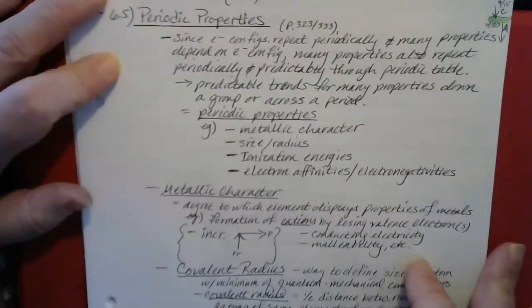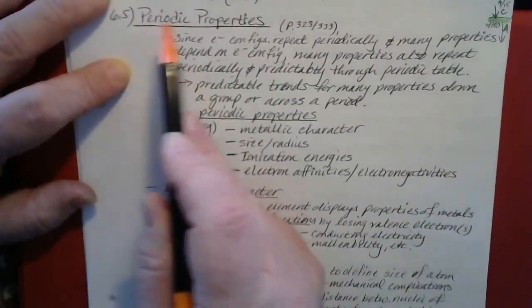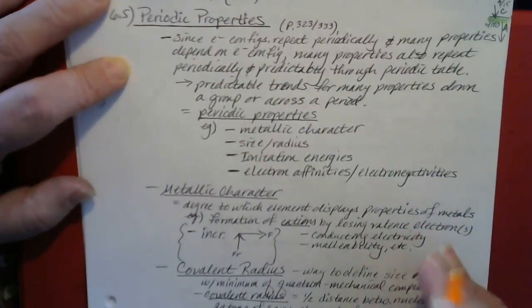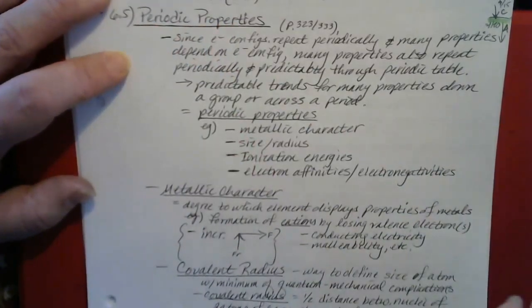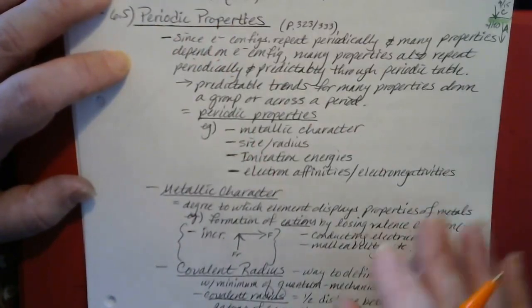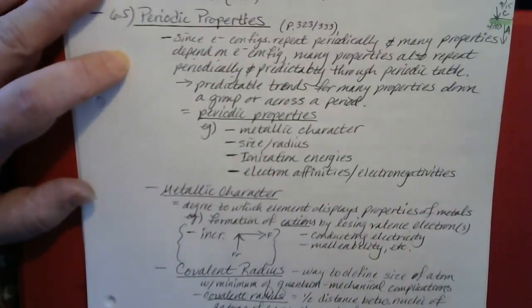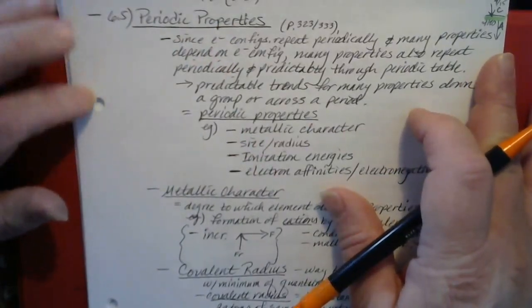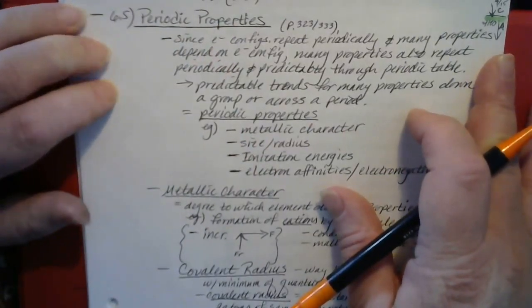Having an idea of what these trends are, what are known as periodic properties, can help us to be familiar with what elements are like just by where they are in the periodic table. You don't really have to have any personal familiarity with that particular element.